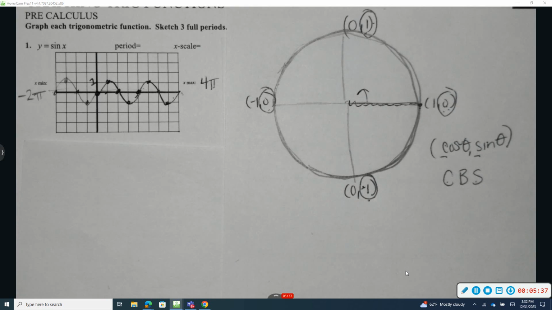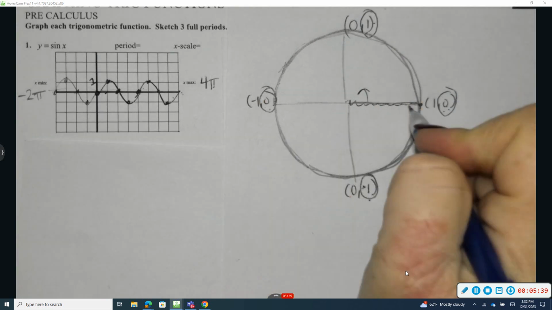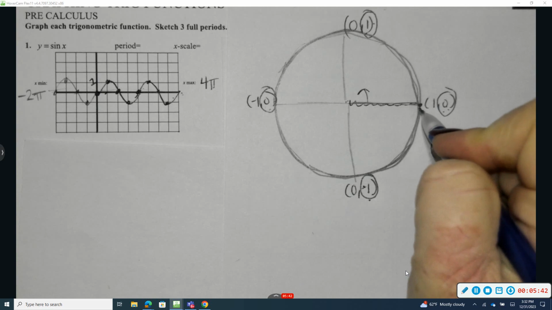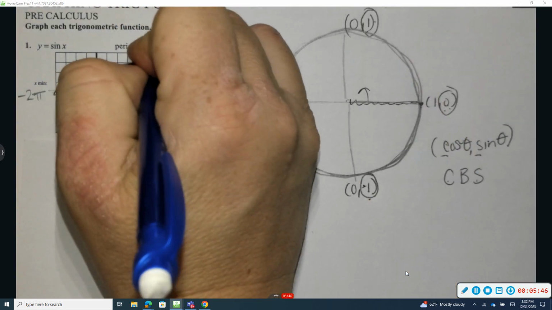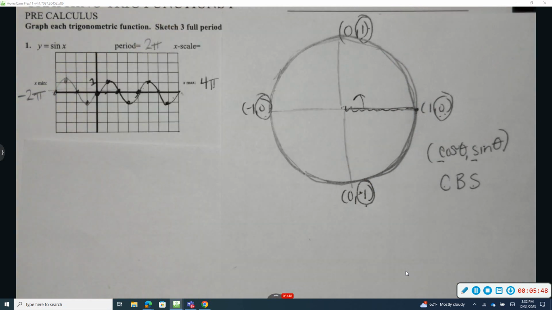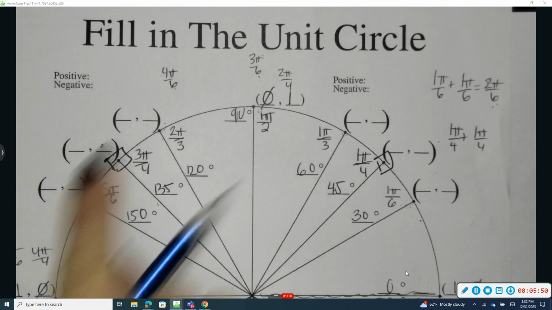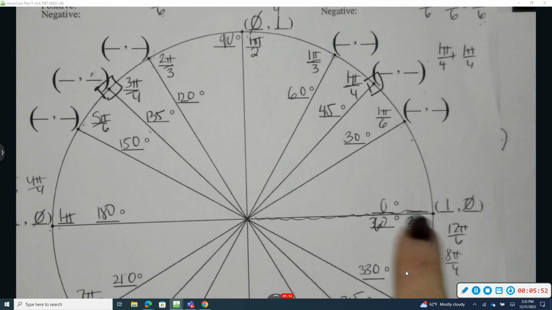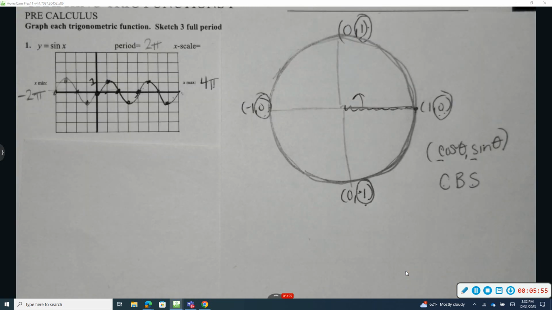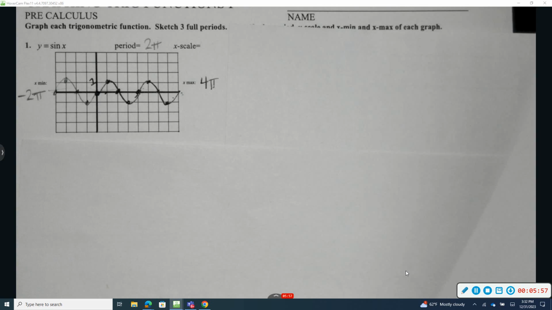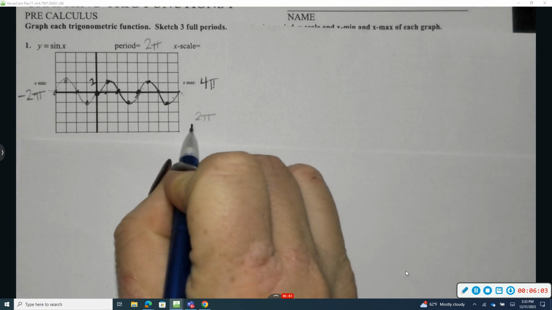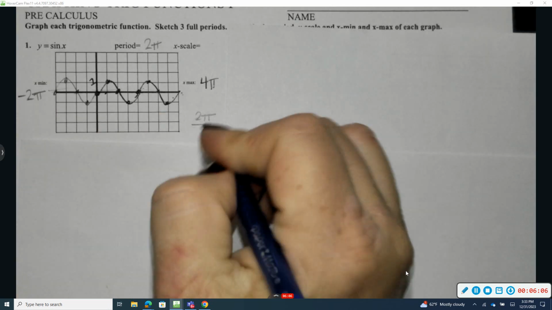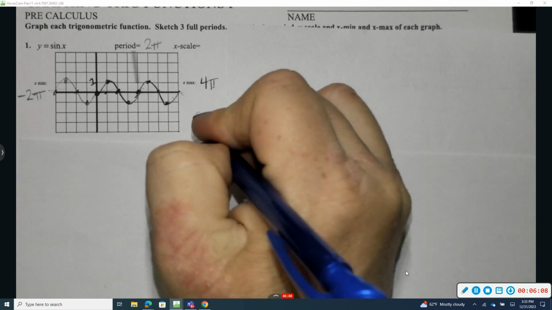A period length, also known as a period, means for us to do one cycle, what is this distance? And this distance would be 2 pi. A unit circle for both cosine and sine is a distance of 2 pi. Now, algebraically, a way we can also achieve this is by taking 2 pi and dividing it by the number in front of the x. In this case, it's a 1. 2 pi divided by 1 is simply 2 pi.